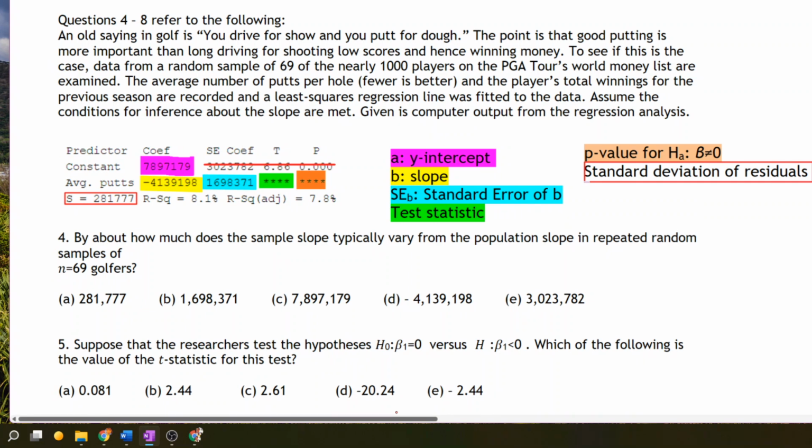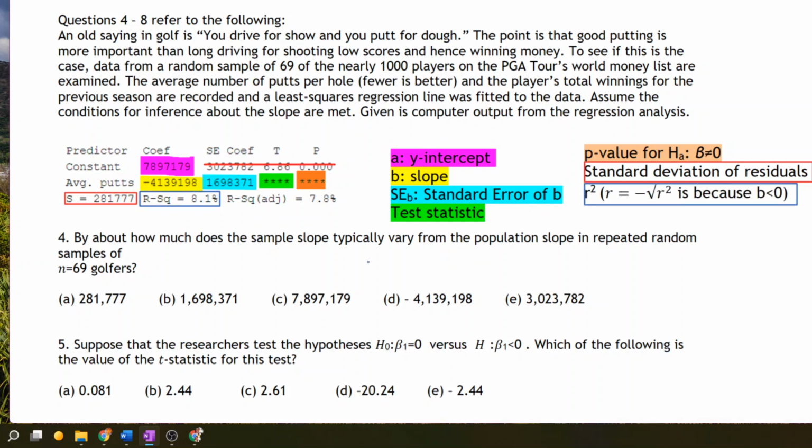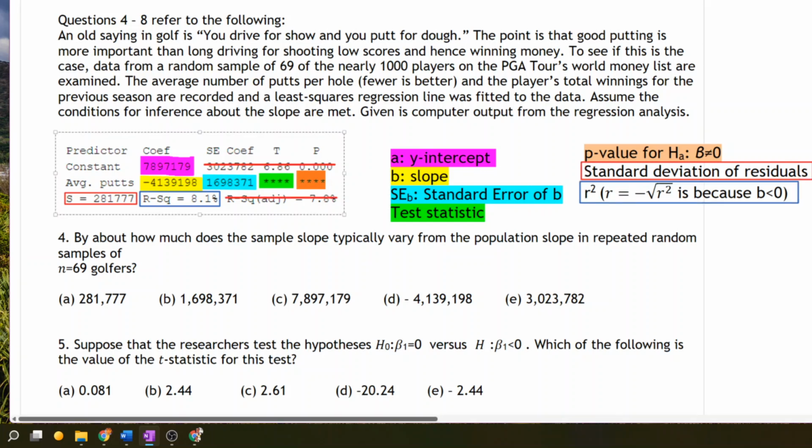Finally, you have in the last row the standard deviation of the residuals. Next to that, we have the value of r squared. And remember that r is equal to the negative square root of r squared in this case, because our slope b is negative. And that's followed by r squared adjusted, which we're not going to be using in AP Statistics.